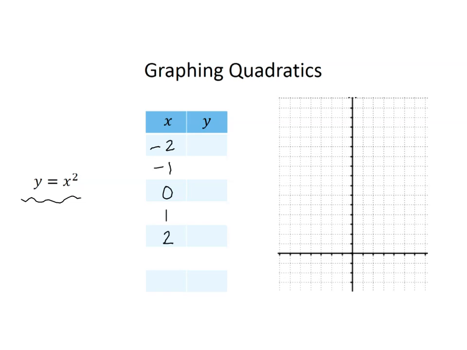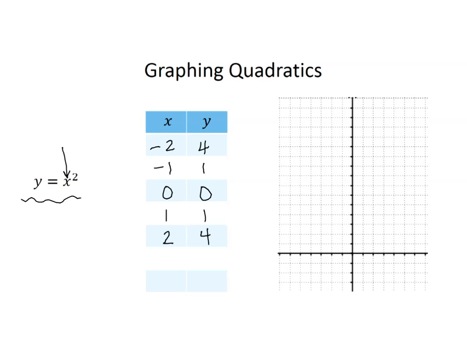When I plug in -2, I have to square it, so I get a +4. When I plug in -1, -1 squared, or -1 times -1, is +1. 0 times 0 is 0. 1 times 1 is 1. 2 times 2 is 4. The reason I'm squaring each one is because I'm plugging into that spot for x. I'm taking each number and plugging it in.